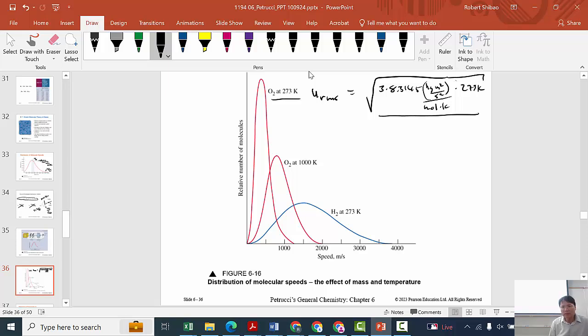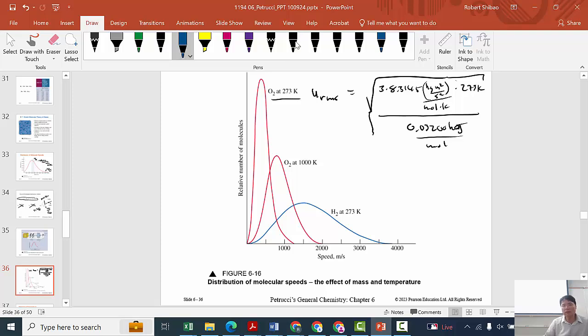This is going to be divided by the molar mass in kilograms. And so oxygen is 32 grams per mole. 32 grams per mole is going to be 0.03200 kilograms per mole. So I'll just move the decimal over. And so this is kilograms.